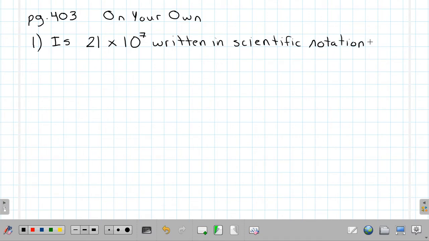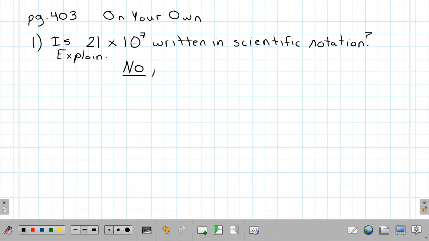And then they do ask you in this one to explain. I will go ahead and tell you on the quiz, I'm not going to have you explain. I'm just going to check and see if you know if it's written in scientific notation or not. But for this example, I will go ahead and explain it to you. So the answer here, of course, is going to be no.